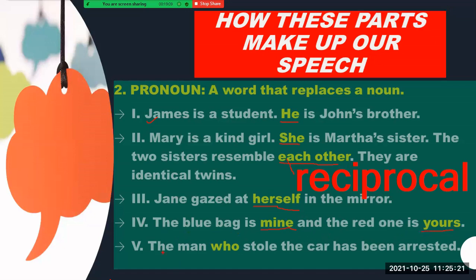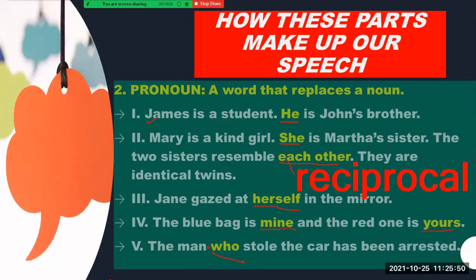Now, example V, the man who stole the car has been arrested. Who is a relative pronoun. It always begins a relative clause. A relative clause is an adjective clause. How do we know? Because it is a clause that gives us additional information about a noun. The noun here is man.